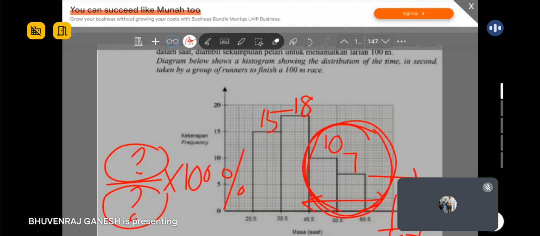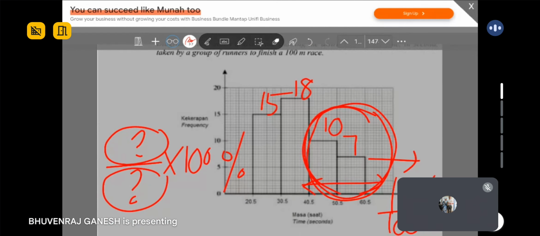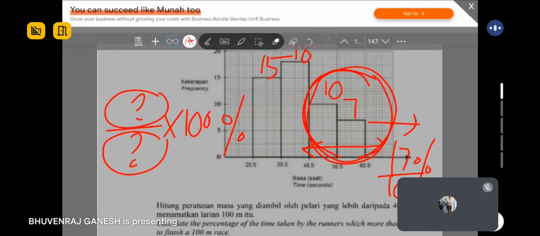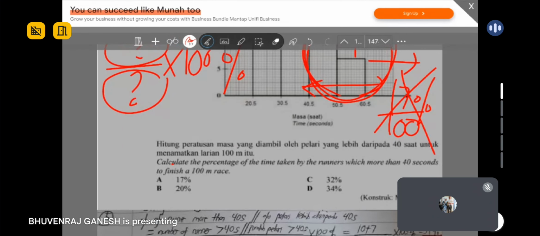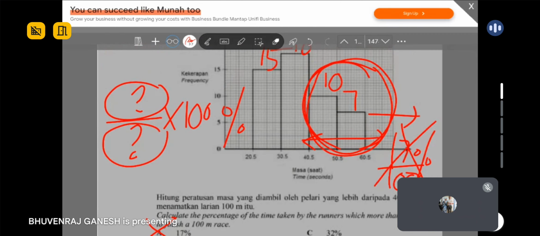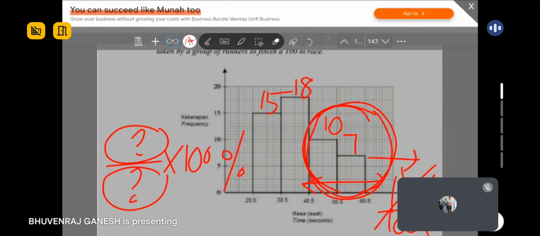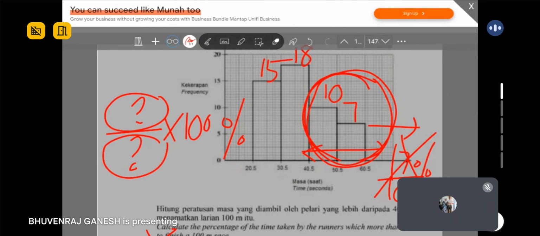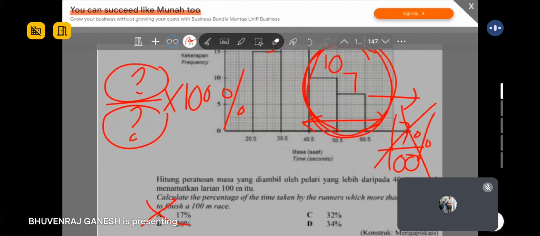Adakah jumlah orang kat sini 100 ke, guys? No, right? The total number of people here is not 100. Okay, it's less than 100. So definitely 17% confirm wrong already. Before I count also, I know A is wrong. Can you understand now, Mary, how I eliminate A? Because 17% means that 17 people out of 100. 17 orang dari 100 orang jumlah. Tapi kat sini bukan 100 orang jumlah. Okay? So that's the concept you must use.